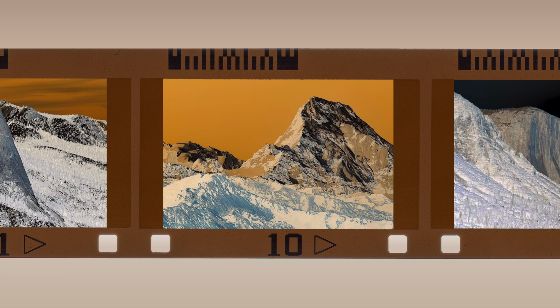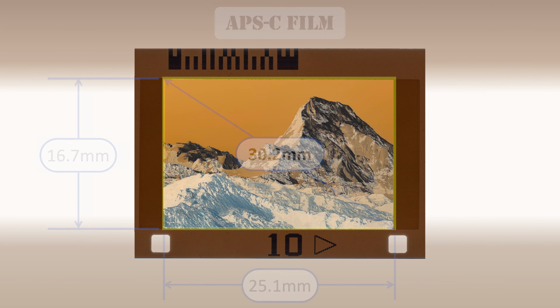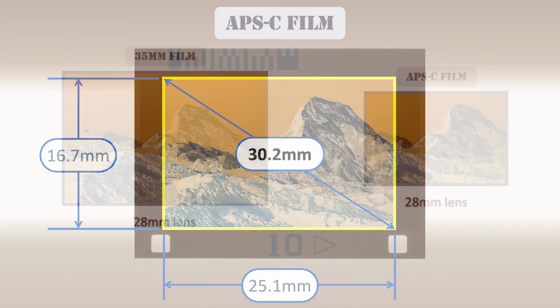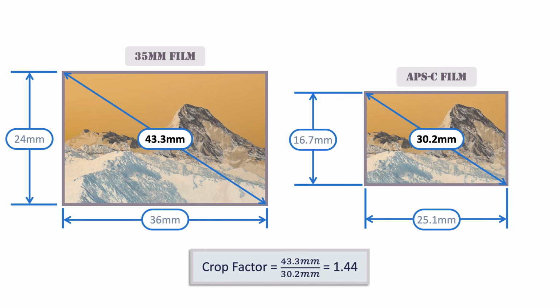If we take a look at a similar APS-C negative, or image sensor, we can see that it is smaller, 25.1mm wide, 16.7mm tall, with a diagonal dimension of 30.2mm. Putting these two negatives, or image sensors, side by side, we can see how the APS-C image is the same, but cropped. To calculate the crop factor, we simply divide the full frame diagonal dimension by the cropped frame dimension. In this case, we get a crop factor of 1.44.